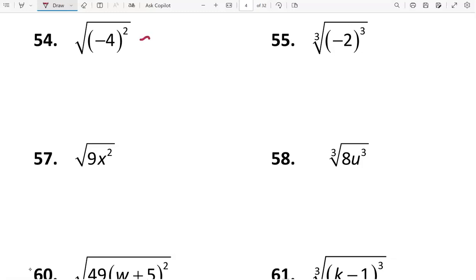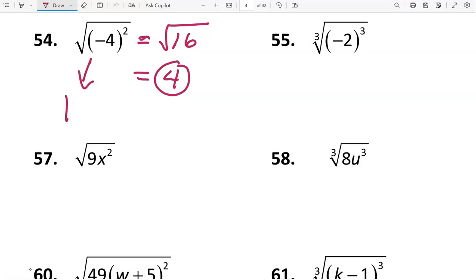This is the square root of (-4) squared. And so if you want to just follow our order of operations, that's the square root of 16, which is +4. However, we could have gotten there by saying the square root undoes the square, but in doing so we have to take the absolute value of the number because it's an even root.